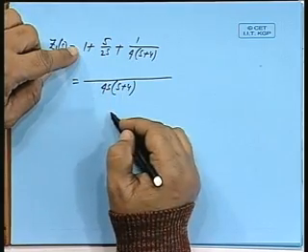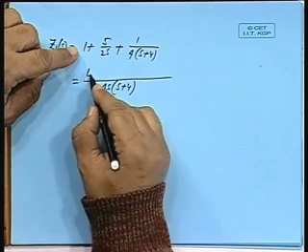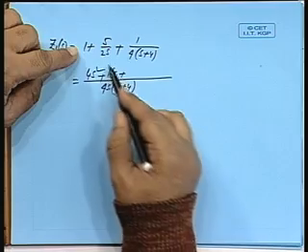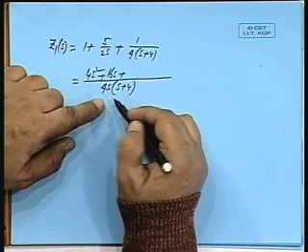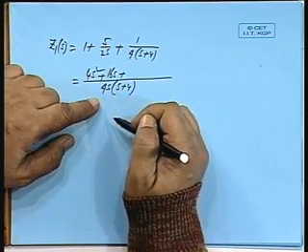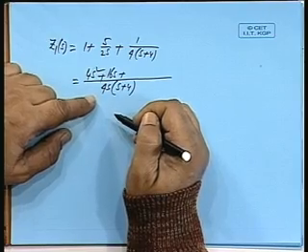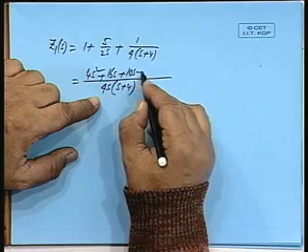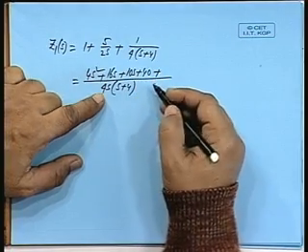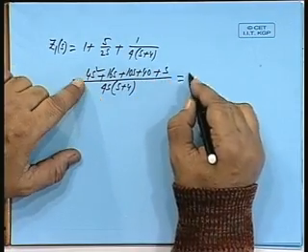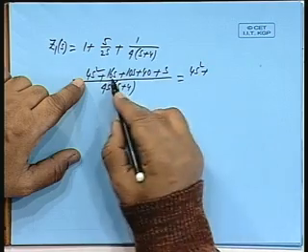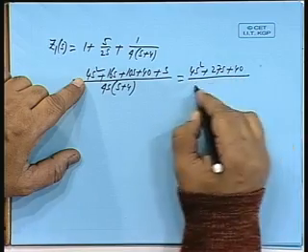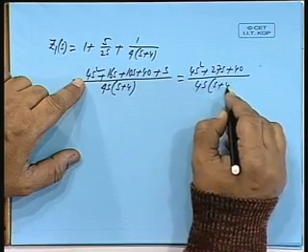So, this will be how much? 4s squared plus 16s plus 5 into 2, 5 into 2s. So, 10s plus 40 plus s. So, that gives me 4s squared plus 27s plus 40 divided by 4s into s plus 4.